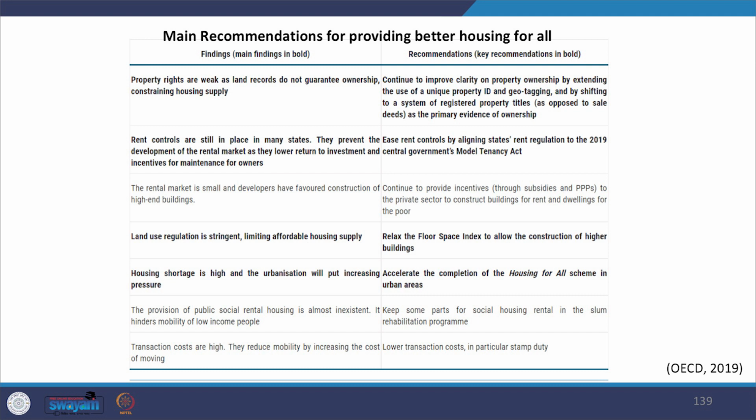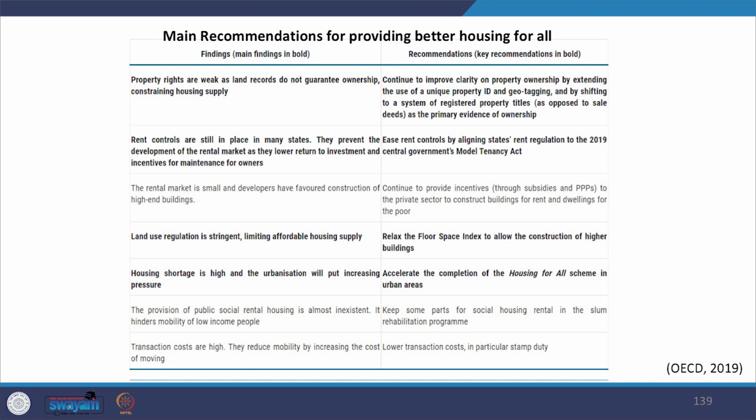We have seen land use regulation is stringent in our country, limiting affordable housing supply. So there are suggestions to relax the floor space index to allow the construction of higher buildings. And then we also see that housing shortage is high, and urbanization will put further pressure in the area. For that, accelerating the completion of the housing for all scheme in the urban areas could help.